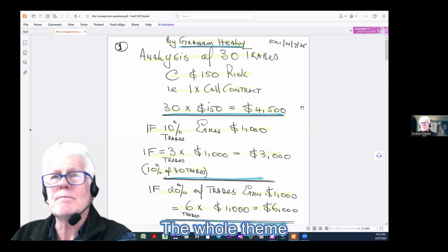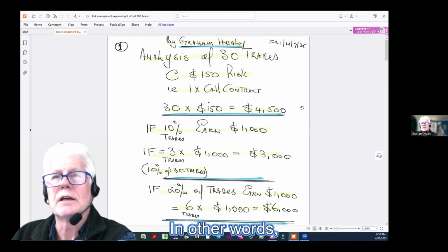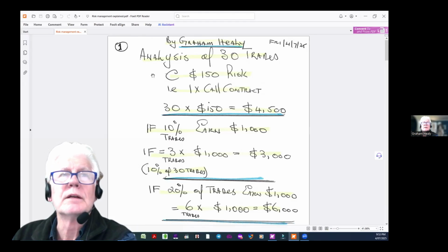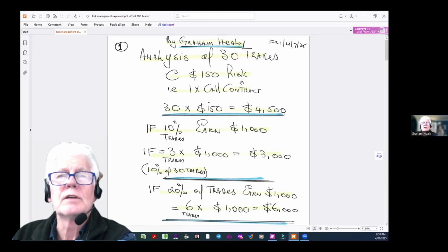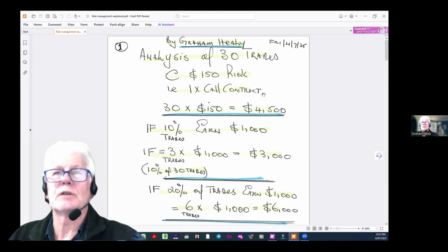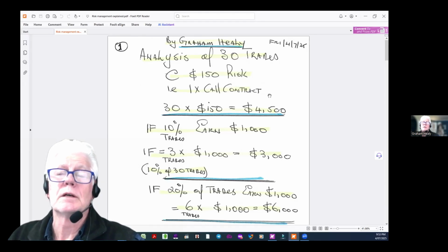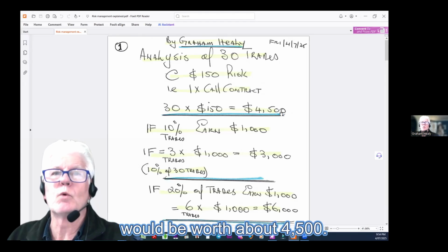The whole theme of what I'm talking about is called asymmetrical risk. In other words, we only risk a small amount to gain quite a large amount. So here we go. The analysis of 30 trades at $150, that's the risk. That's one call contract at $150. So you'd have 30 contracts in a portfolio of 30. So 30 by 150 equals your portfolio would be worth about 4,500.